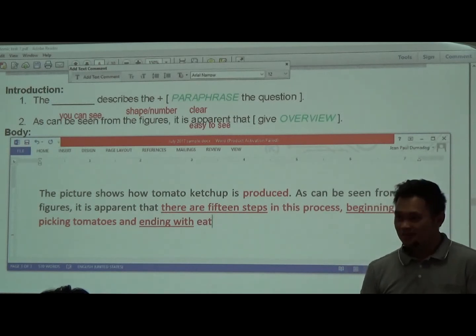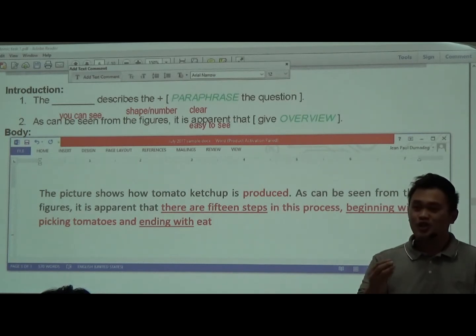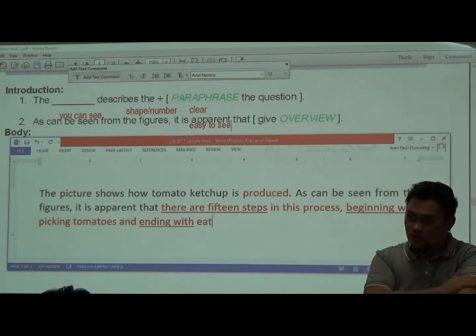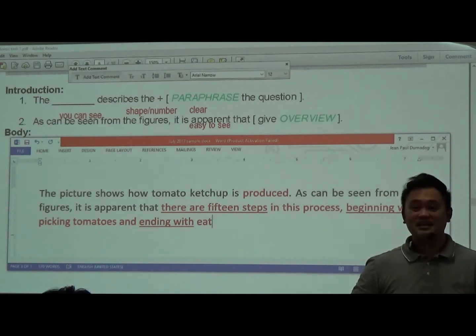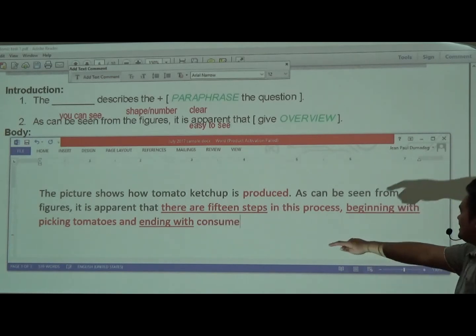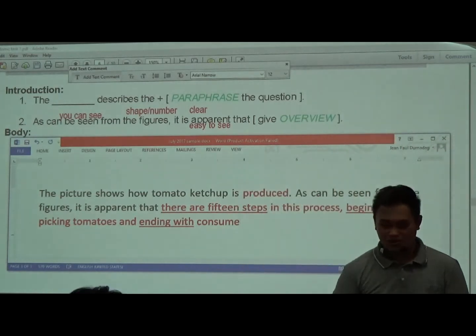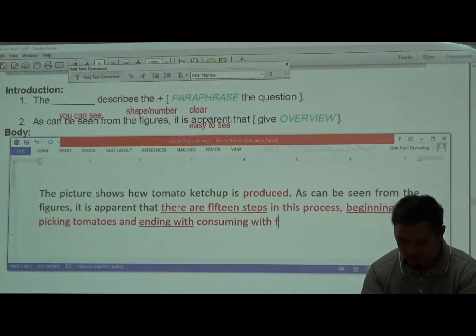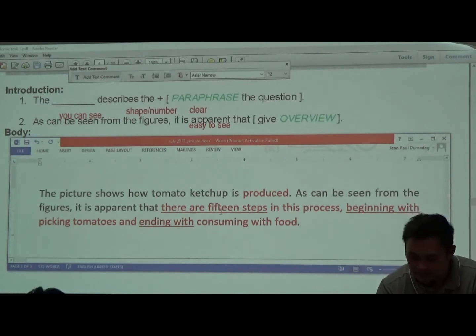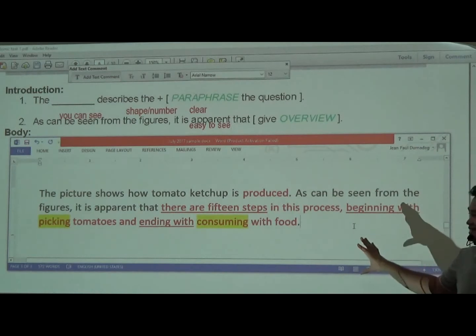Eat is a basic word. But we've learned a good word for IELTS. What is it? Consume. To consume means to eat, to use, to spend. It can be used for many situations. So, consume. But beginning with gerund, ending with gerund. Consuming with food. Okay, so that's the introduction.